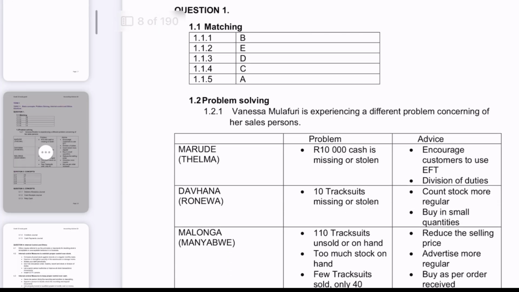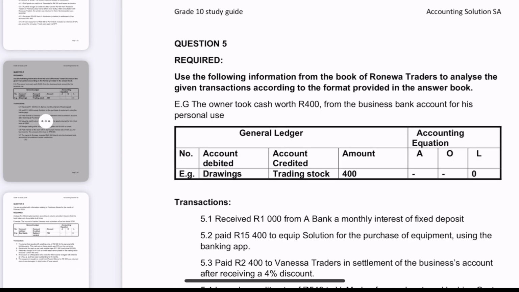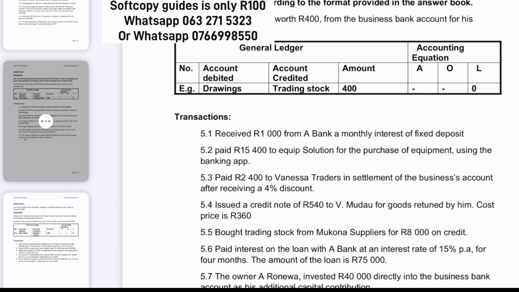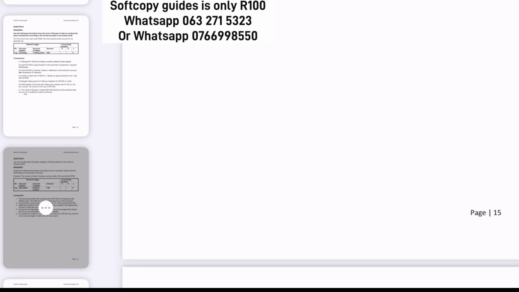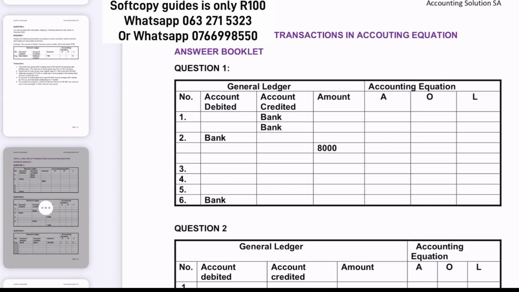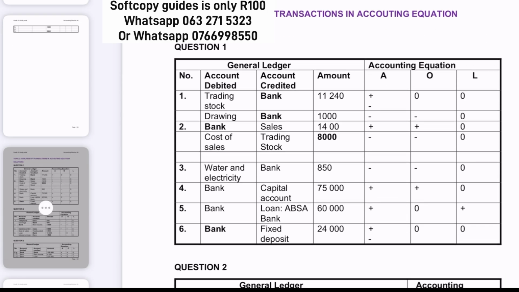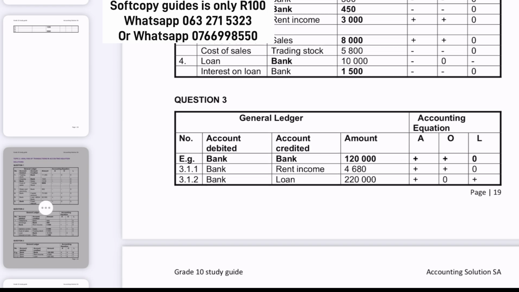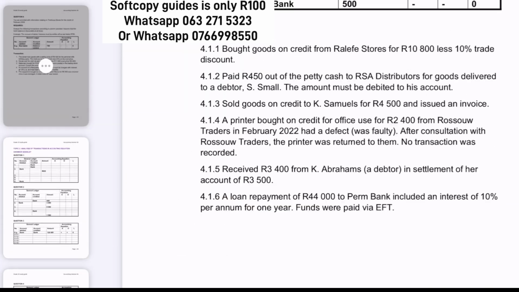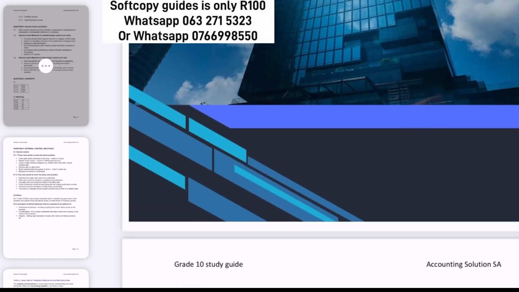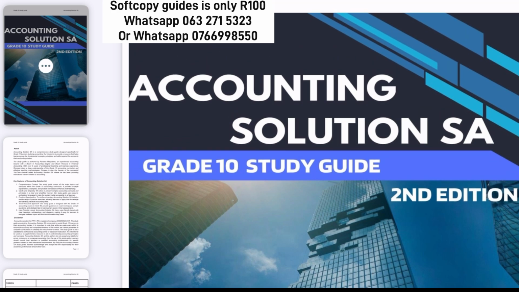Then after that, let me go to another topic. Maybe we have the accounting equation here. You can see the accounting equation, and another one here. And this is an answer book that you're going to use to test yourself. After that, if you scroll down, you're going to find a solution just like that. So the whole guide contains everything like this. Here we don't put just a question, we put questions that are going to help you to answer an exam.